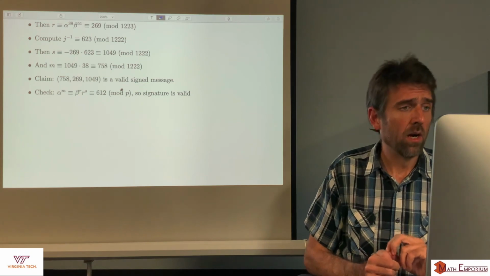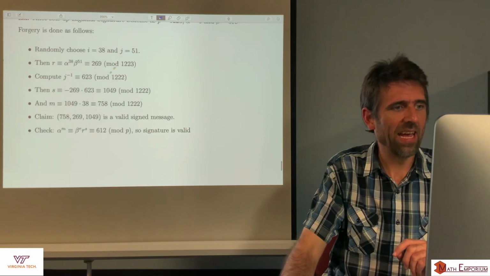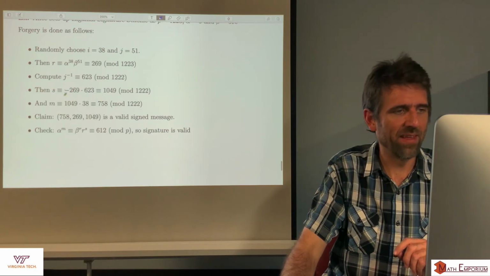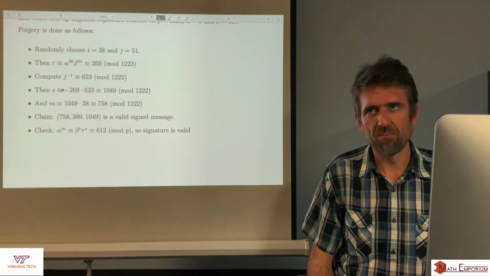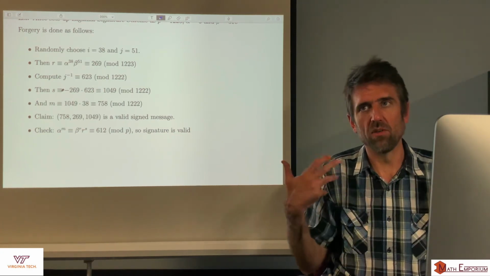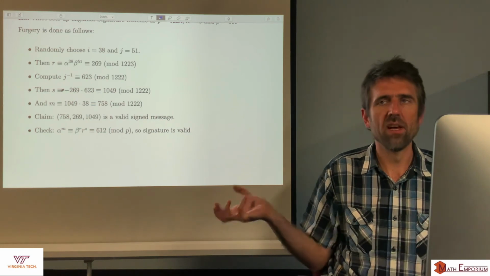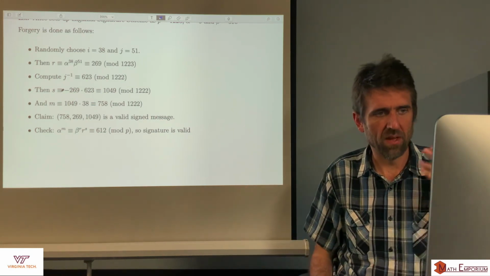However, once I picked i and j, this m was at the mercy of what all the other parameters worked out to be. So in general, the best you're going to get is that the m will just be some random looking nonsense. So for that reason, it's an existential forgery rather than a selective forgery.